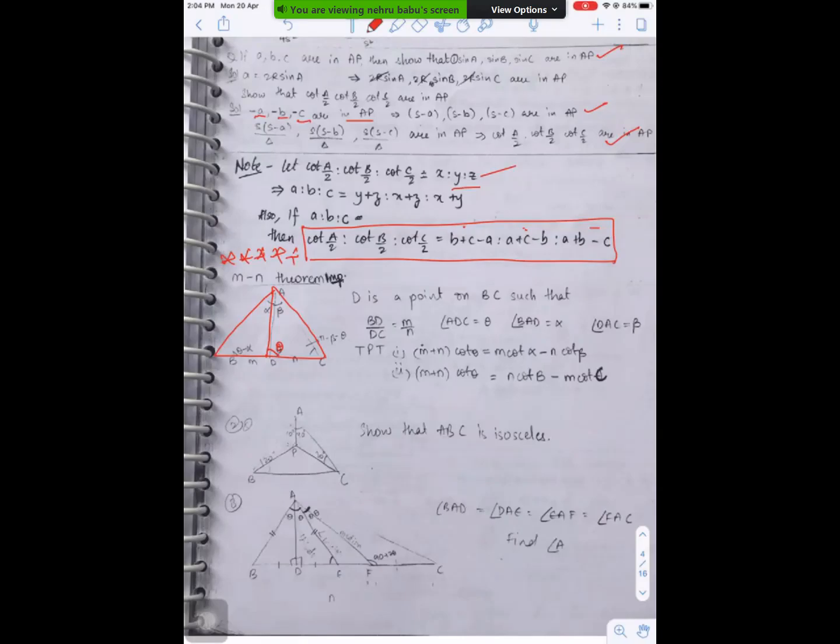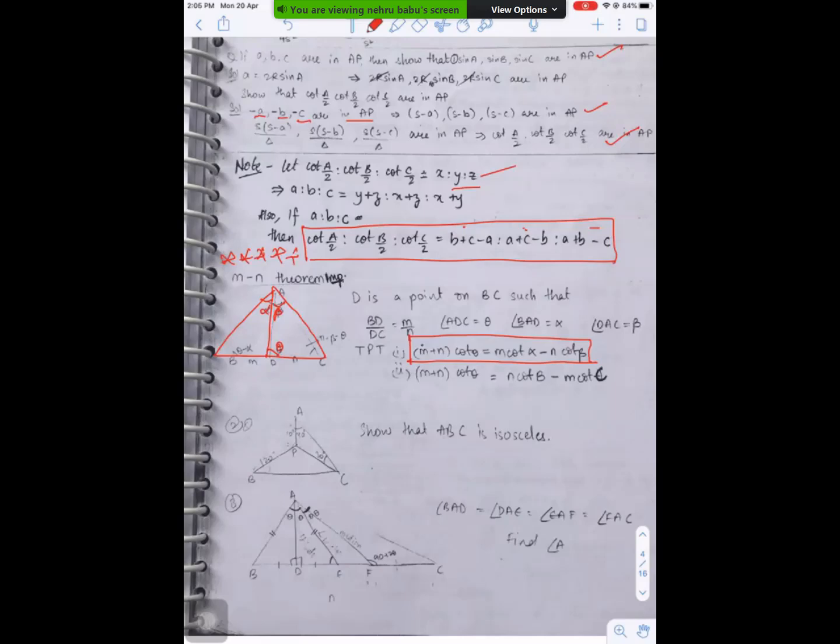Next, ABD is alpha, BAD is alpha, and DAC is beta. If you choose like this, then we have two results here. One formula is, first part is M plus N cot theta equal to M cot alpha minus N cot beta.